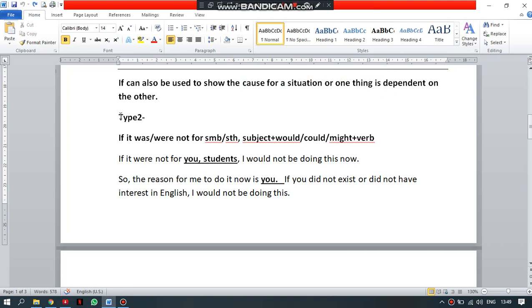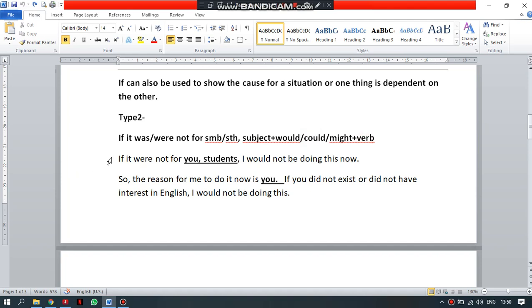So let's talk about type 2 sentences. Type 2, we usually use type 2 when we are talking about something that we imagine. These actions are usually not realistic and they can't be true. But after some time, maybe in the future, they can come true. So the structure for this is: if it was/were not for somebody/something, comma, subject plus would, could, might, any of these three, plus verb.